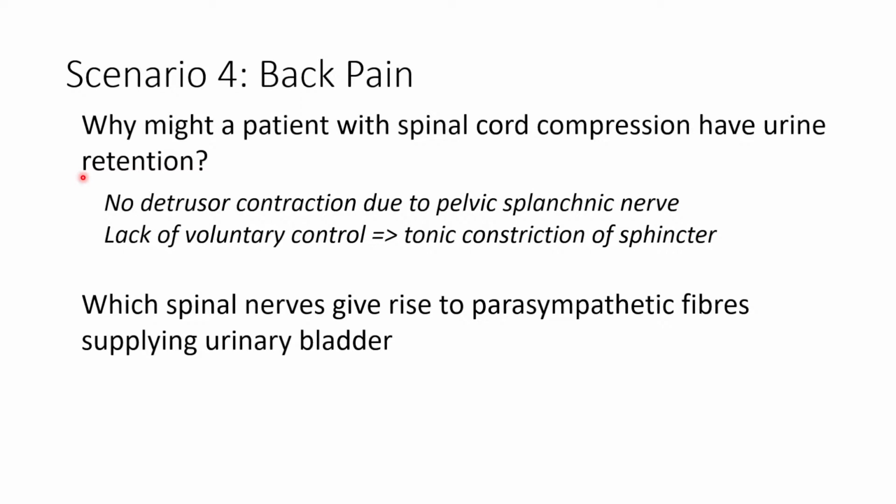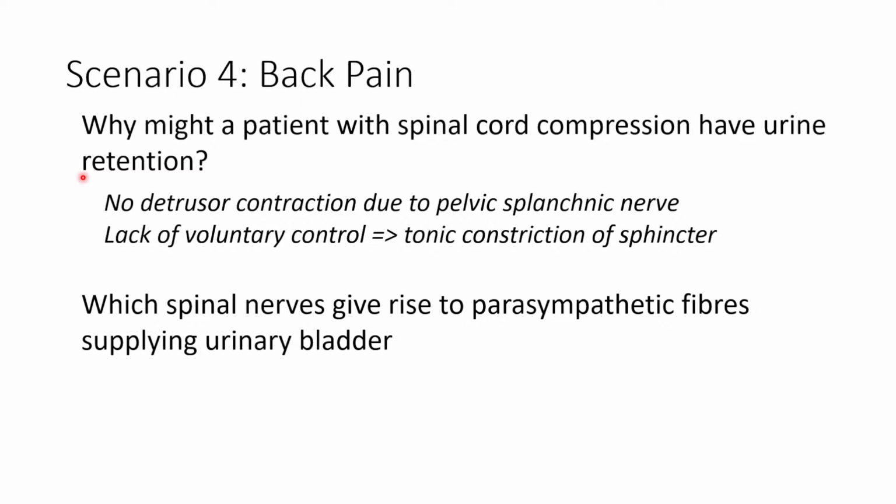When you get a compression in the form of an upper motor neuron lesion, the acetylcholine cannot act on the M3 receptor via the parasympathetic pathway. Therefore, there's no detrusor contraction, and therefore you get retention. So the bladder itself doesn't want to pee.